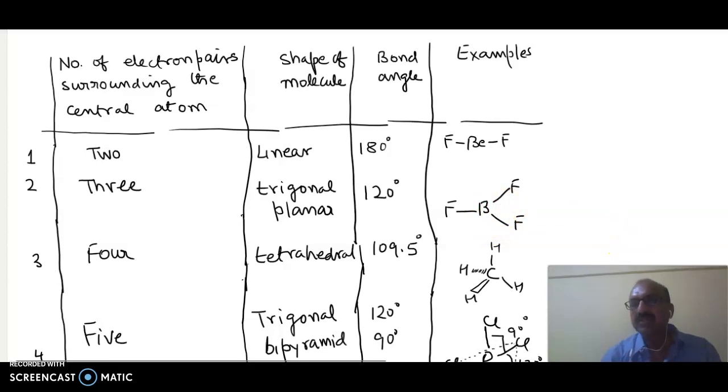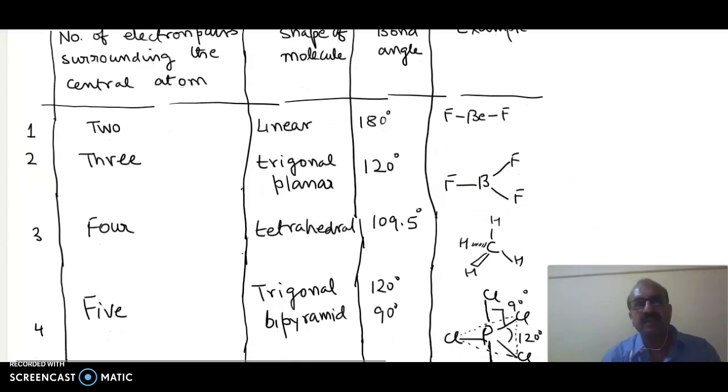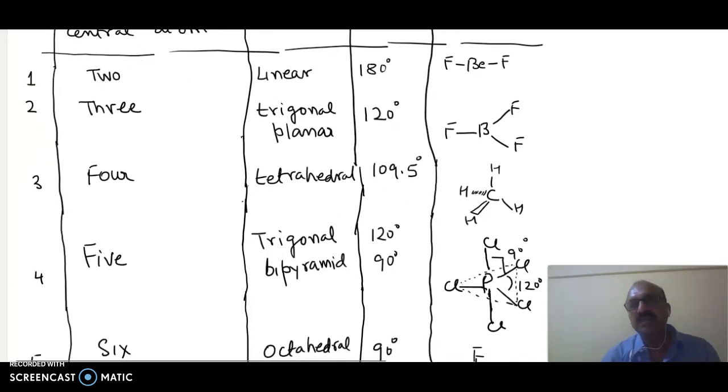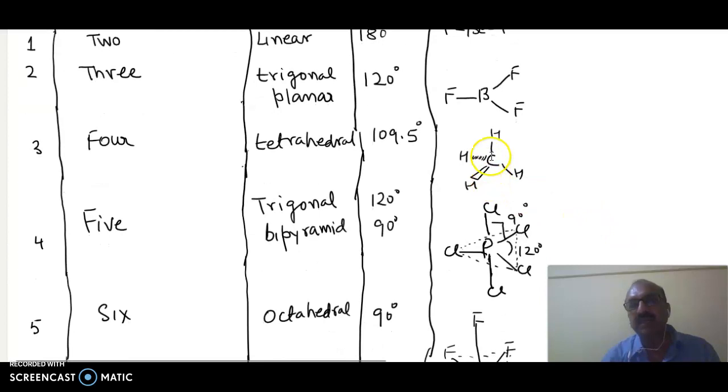And then, of course, we already considered what happens to the shape when there are 4 electron pairs, which we saw in the case of methane. We found that the best arrangement, which gives maximum stability, is a tetrahedral arrangement where each bond angle is 109.5 degrees. There could be other examples, like carbon tetrachloride, CCl4, which will also have the same shape.